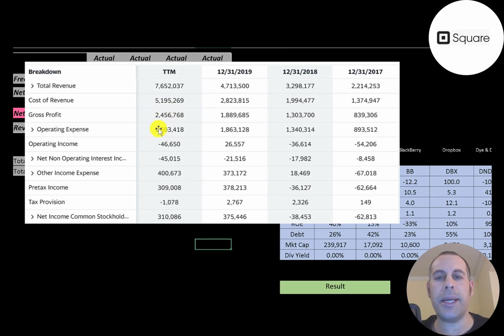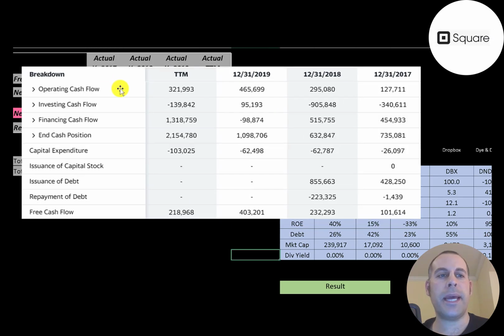Below that is operating expenses, and their operating expenses almost equal their gross profit, so they don't have much operating income. Below that is the interest they pay on their debt. Below that is other income and expenses. Companies sometimes make money or lose money outside of their core business, and it has to go into other income and expenses. Below that is pre-tax income, then taxes. They did have positive net income for the first time in 2019 and again in the trailing 12 months.